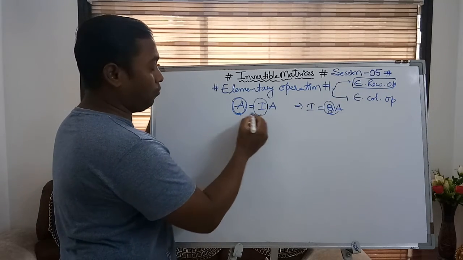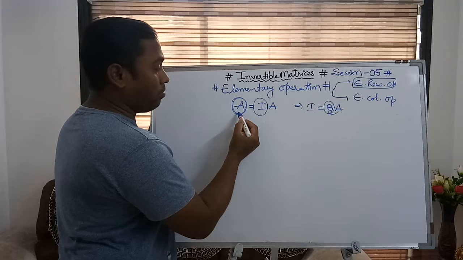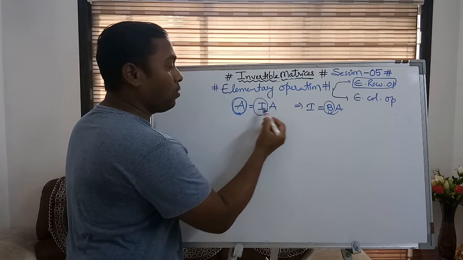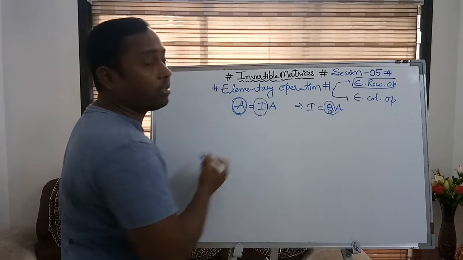So we'll start with step 1. Write the matrix equation: A is equal to I into A. A is always the given matrix.